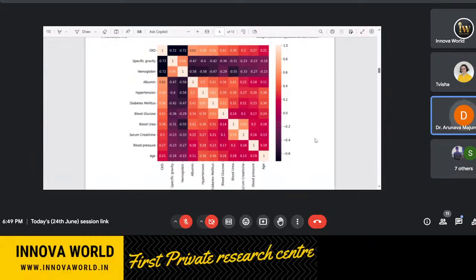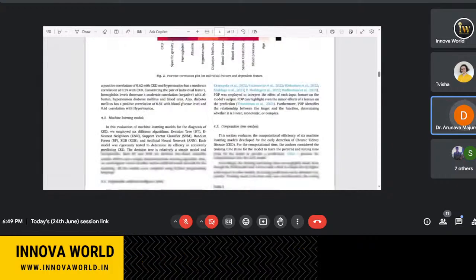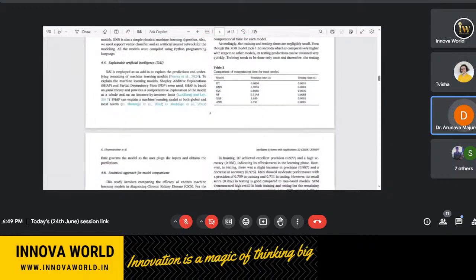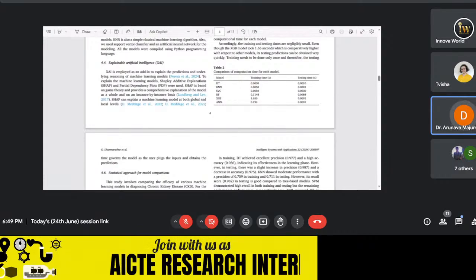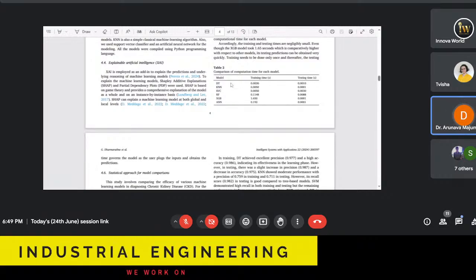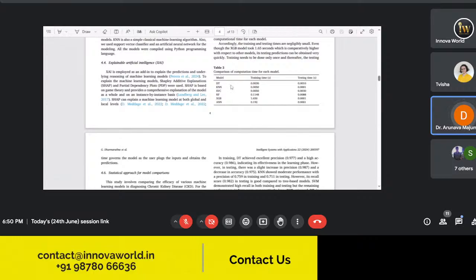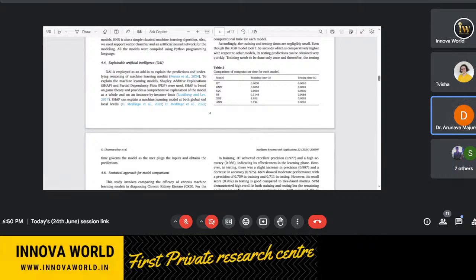So this is what is used. Then I'm talking about the models used: DT, decision tree; KNN, k-nearest neighbor; SVC; RF, that is random forest; XGB, and ANN. These are the ML models used.